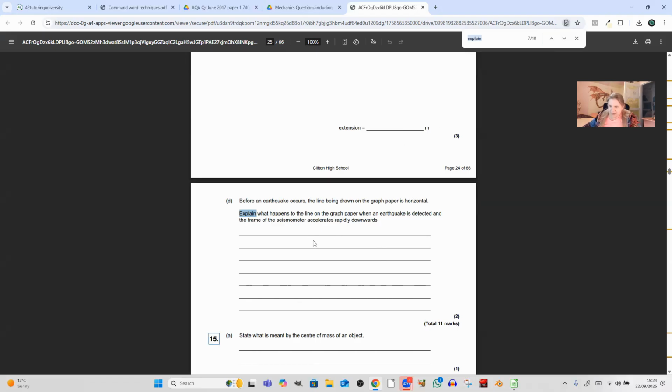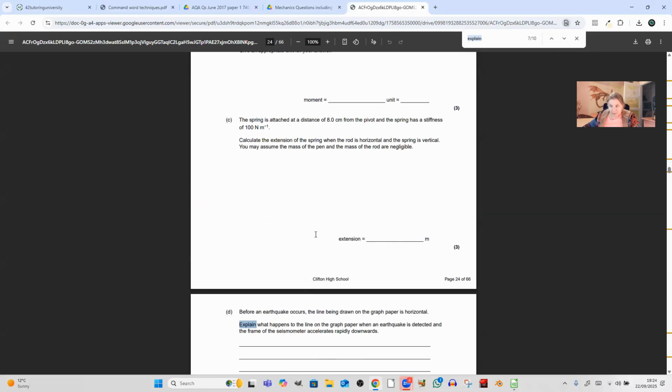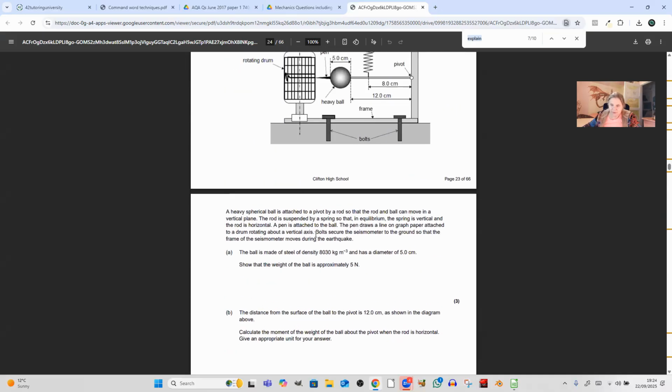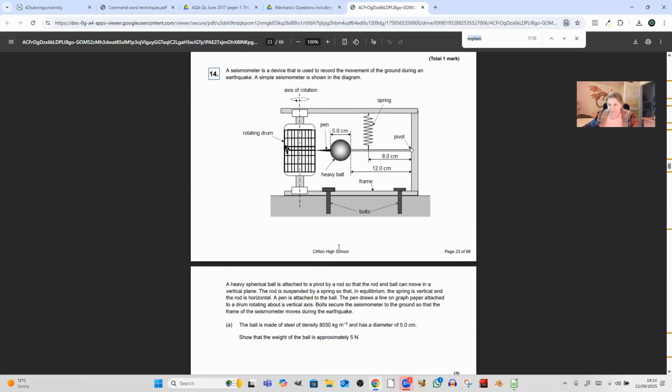I know it seems really weird because I've picked something with a seismometer in it, and a seismometer won't even appear in the specification. The reason I've picked it is because, first of all, it looks really complicated, and it's not. And second of all, it's a relatively straightforward explain. We're not going to answer all of this question, but I want to use it as an example of how to do an explain. So this is a seismometer. Does anybody know what a seismometer does? Measures earthquakes, absolutely, well done.